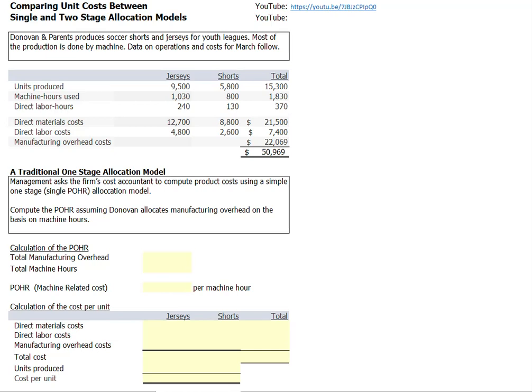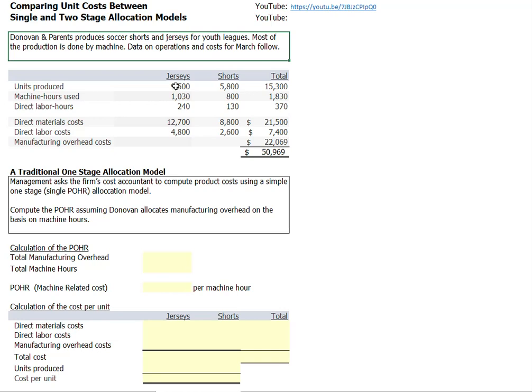In this video, we're going to compare unit costing using both a two-stage and a single-stage cost allocation model. We're told that Donovan & Parents produces soccer shorts and jerseys for youth leagues, and most of the production is done by machine. And we've got data on operations and costs for March.